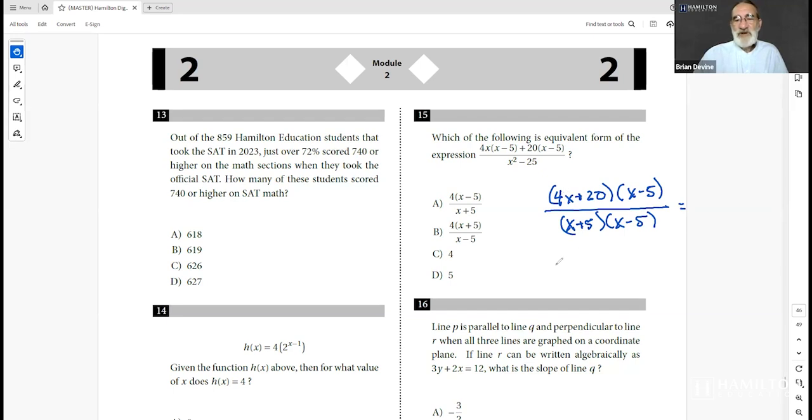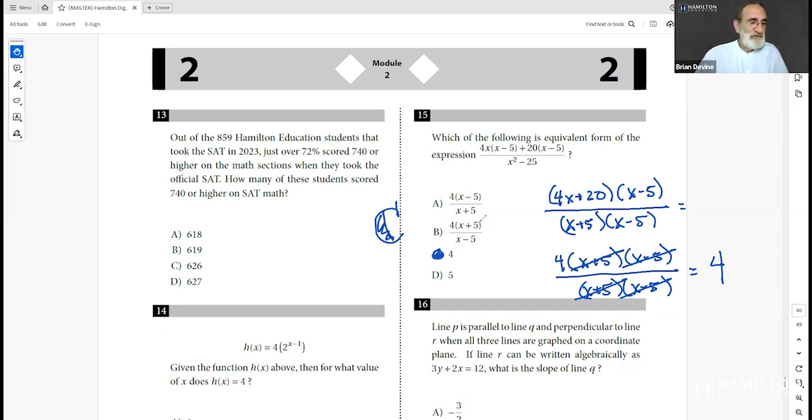And then I know, hey, I can pull a 4 out of that one thing on the top. The 4x plus 20 I can rewrite as 4 times x plus 5, and then that's times x minus 5, over x plus 5 times x minus 5. Now, these will factor as ones. I mean, we can't have x equal to plus or minus 5, but equivalently, it'll just look like 4, a flat line at 4 when we graph it. So C is your correct answer for number 15.